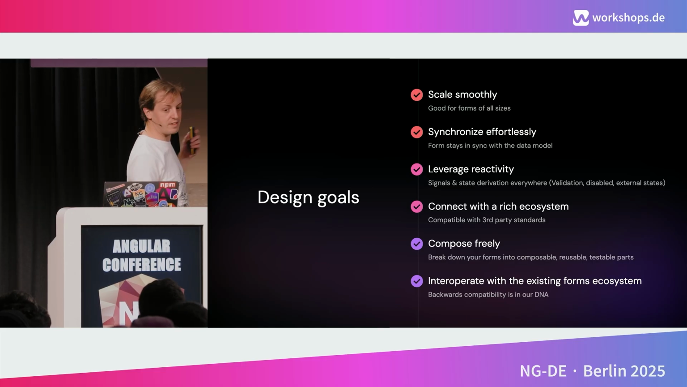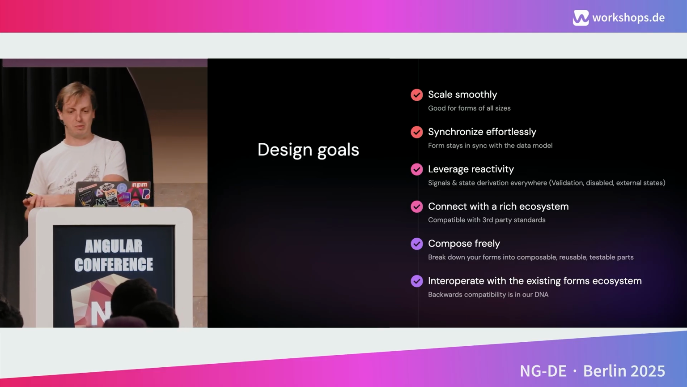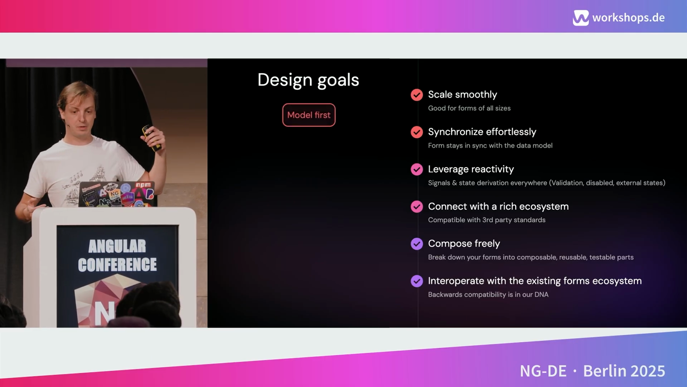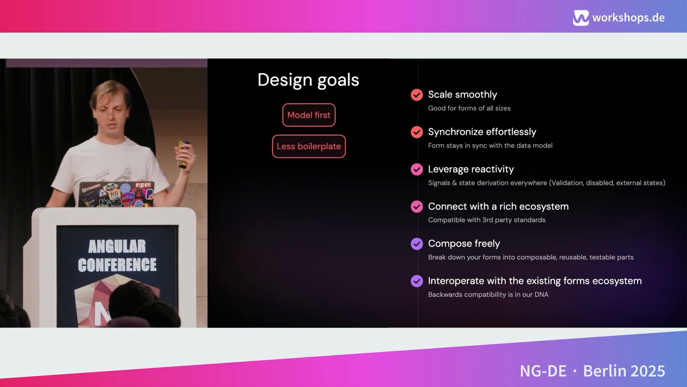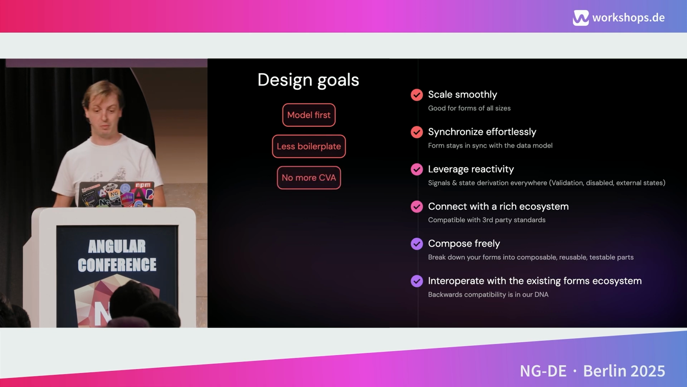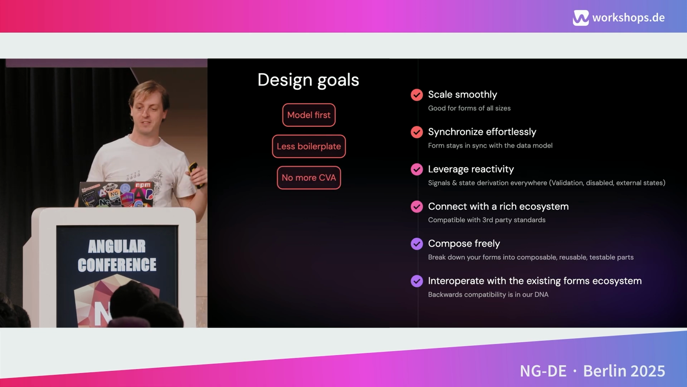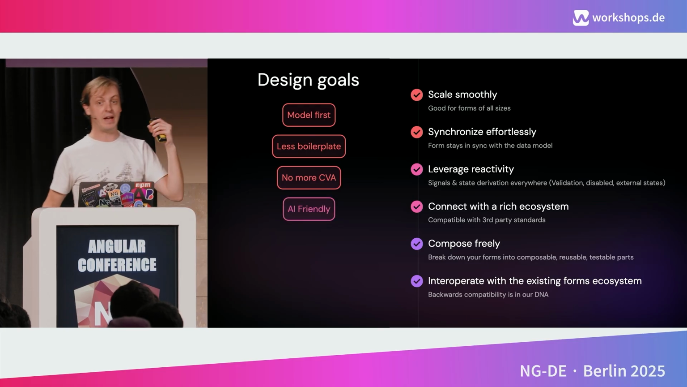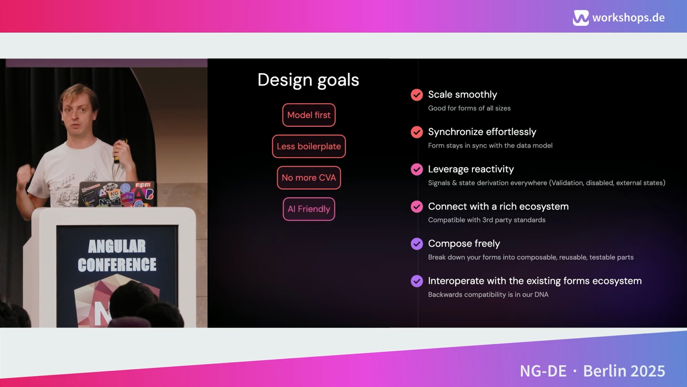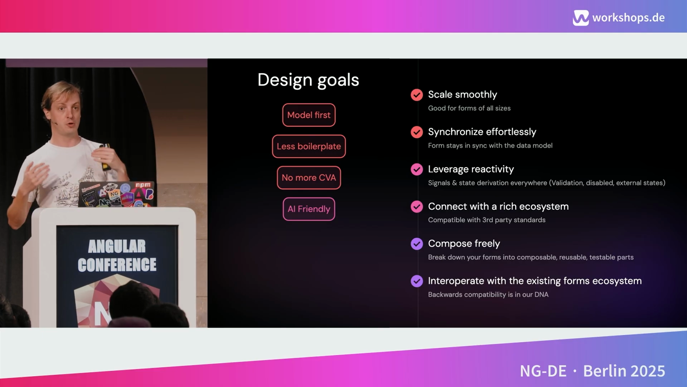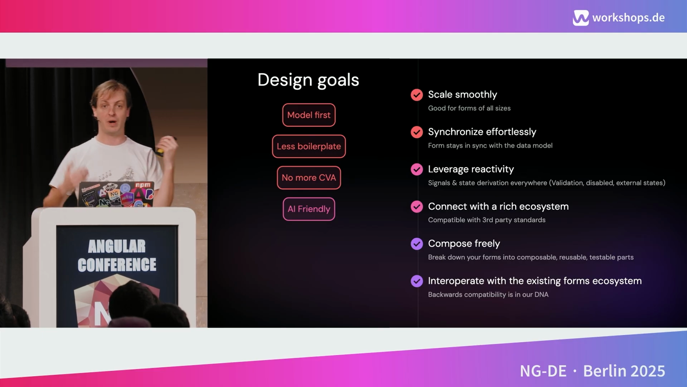But not only that, there's a lot of different things that we wanted to do to set ourselves for the goal. We wanted to be model first, we wanted to have less boilerplate, we wanted to have no more CVA, and I know that you will love this. We want it to be AI friendly. When I say AI friendly, we want the AI clients to be able to generate the forms like you ask them to, without having too many issues.